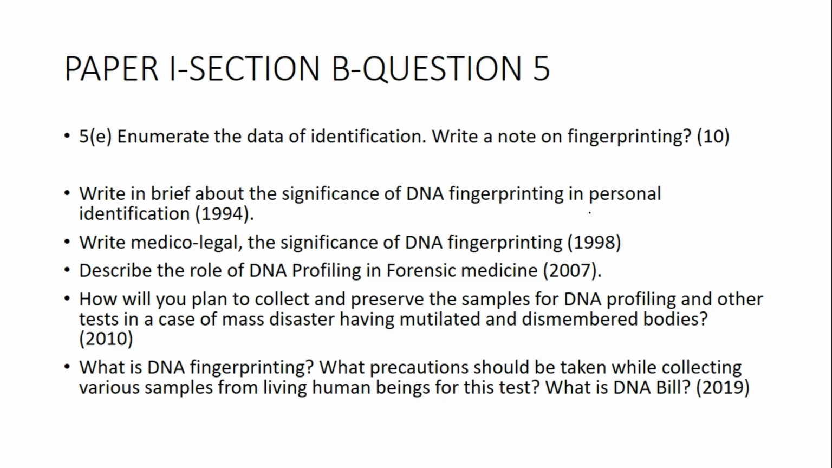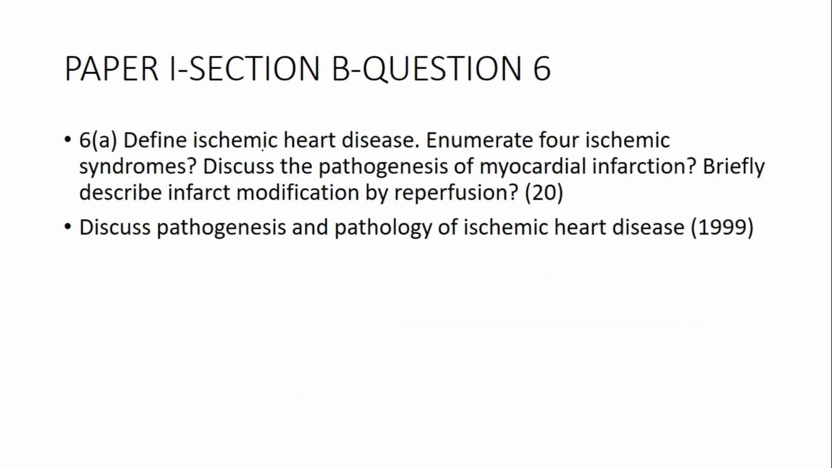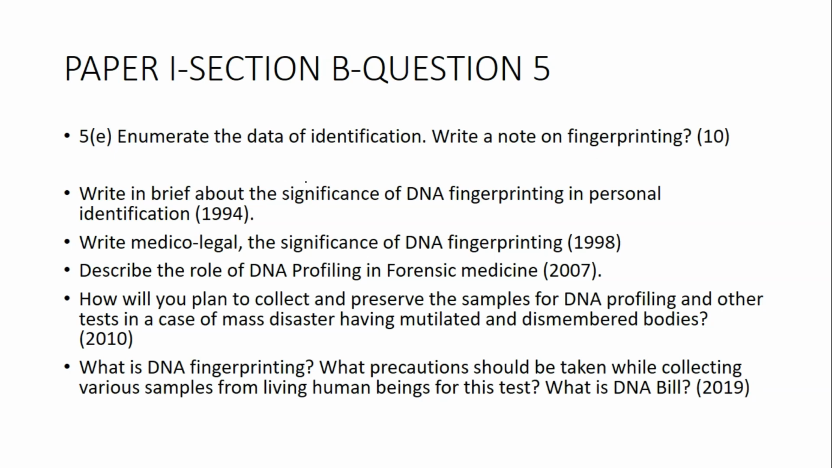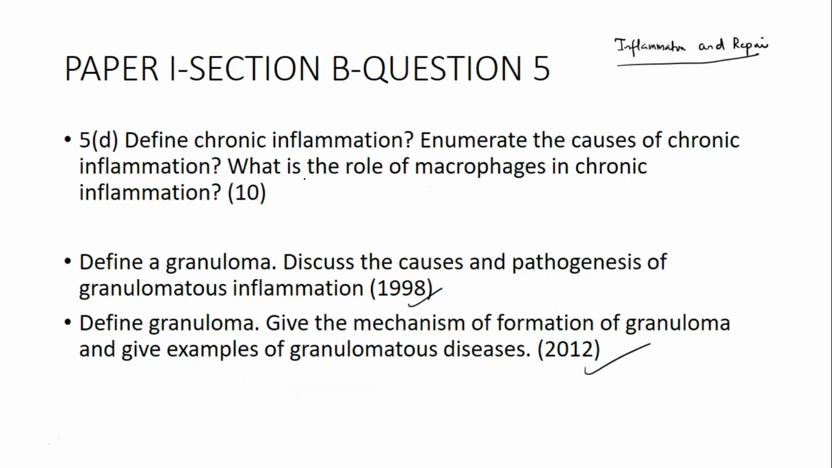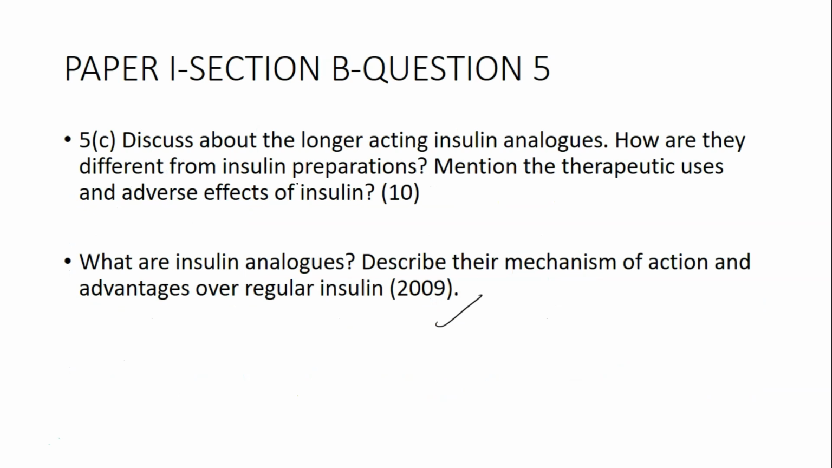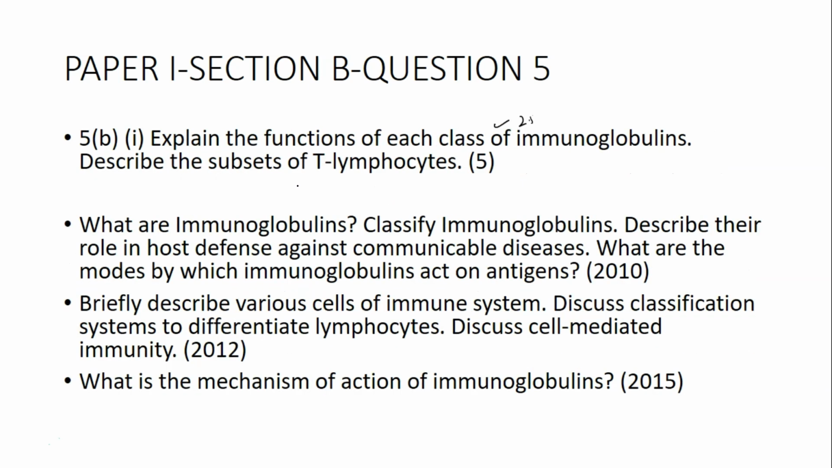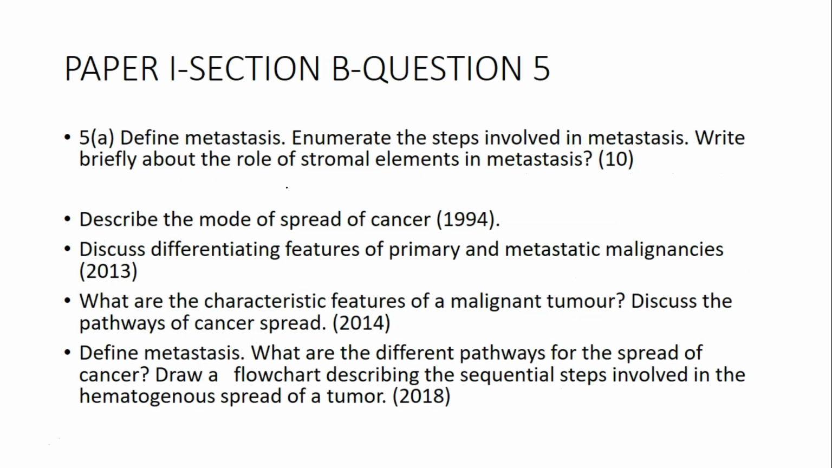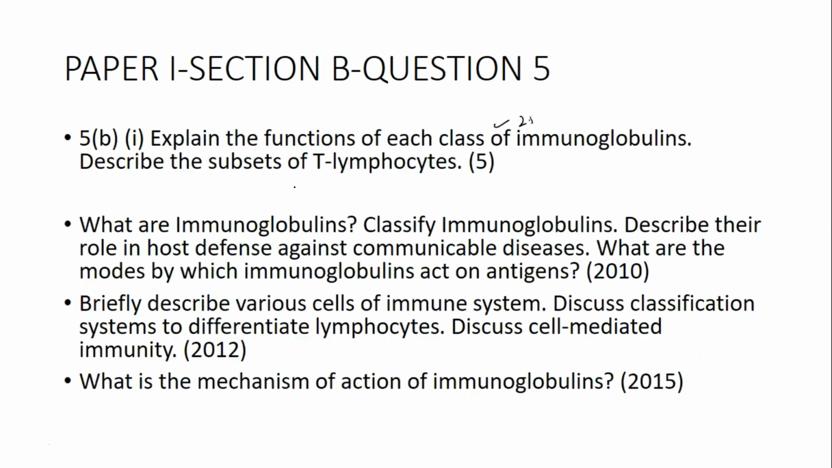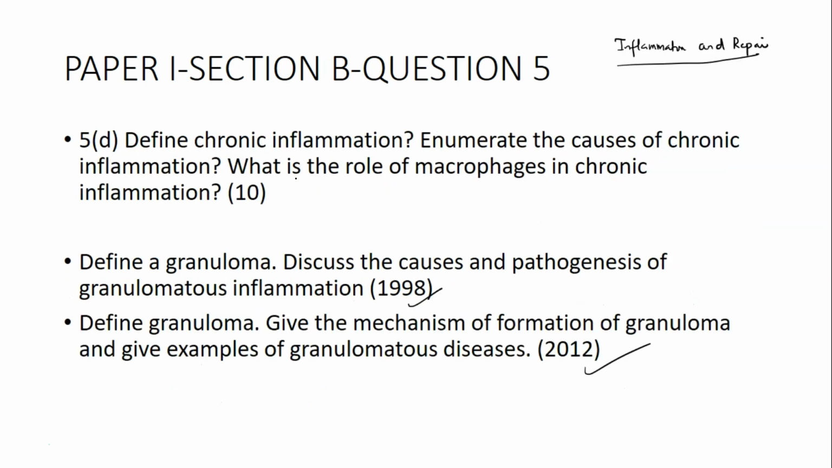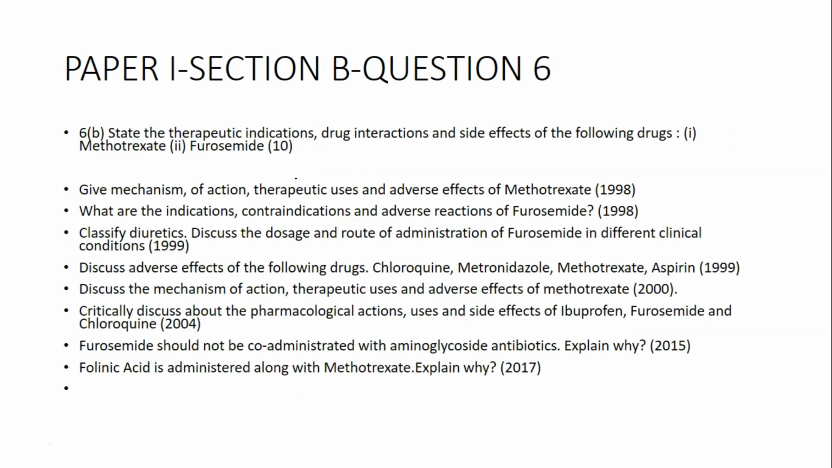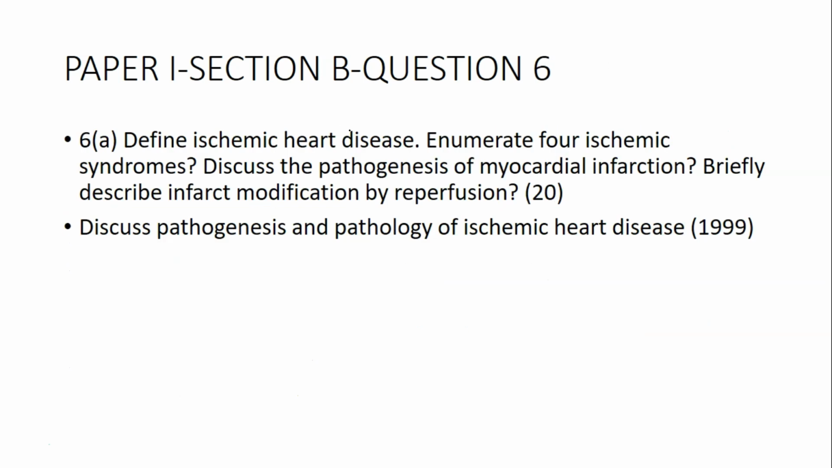So direct repeat. Now, question number 5 is a lengthy, must-attempt question, because all the aspects like forensic medicine, pathology, pharmacology, microbiology, immunology, and again pathology are asked, but everything is a repeat, nothing is new, as you can see. You can easily answer this. Now question number 6, let me go fast. It's been 45 minutes now. Define ischemic heart disease, enumerate 4 ischemic syndromes, discuss the pathogenesis of MI, briefly describe infarct modification by reperfusion.